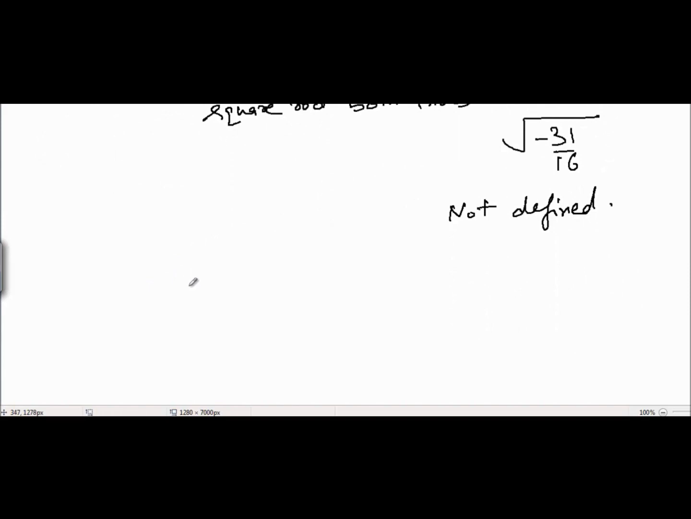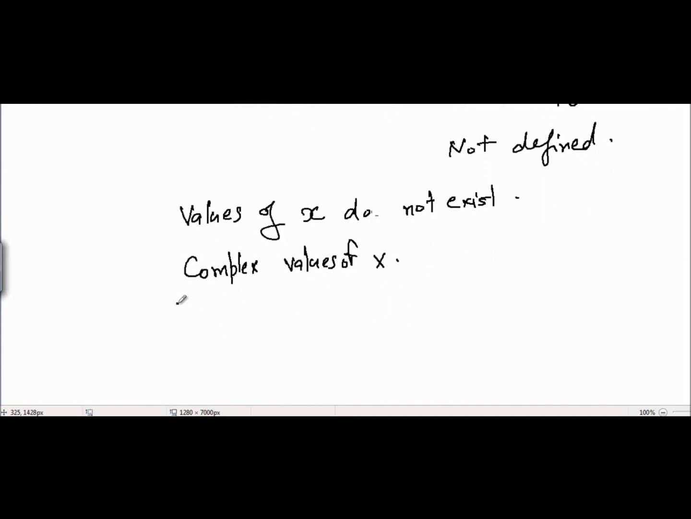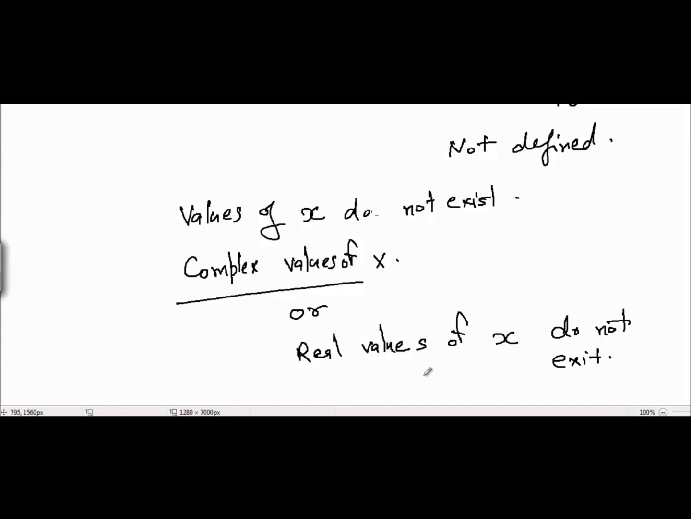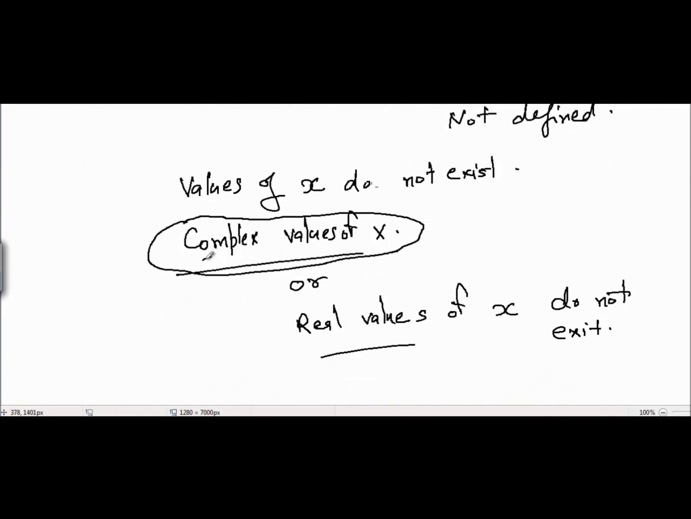So we can say that values of x do not exist. Or you can say there are complex values of x, you will cover this in your higher classes. If there are no real values, then complex values of x exist, but according to this grade you don't need to say that, so you will cover this in your higher classes. So it's better you would say that real values of x do not exist.